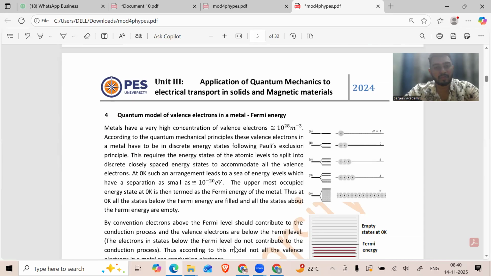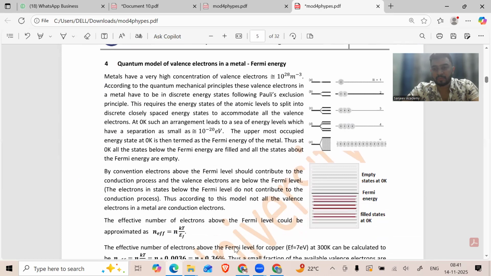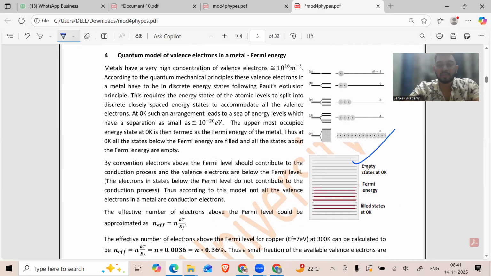I think everyone will have an idea about this because we studied it in our class 11 atomic structure chapter. Correct, we studied Pauli's exclusion principle, Fermi-Dirac statistics and everything. See, can you see the diagram here? The diagram is very, very important. What is written? At 0 Kelvin, Fermi energy is here. Filled states are there. Correct? Yes or no? Empty states at 0 Kelvin.